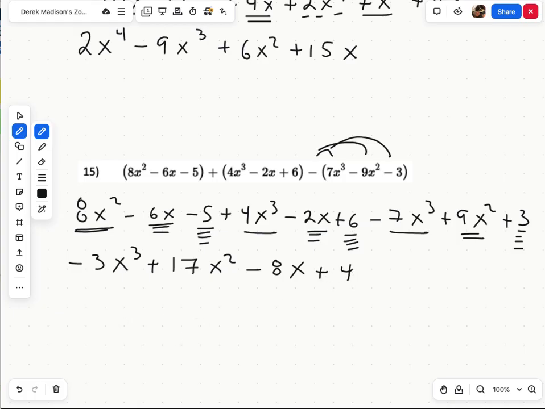And I'll just double check that against my key and make sure I didn't lose any pieces. Nope, that looks good. So not too bad a section. It's just kind of keeping track of signs.